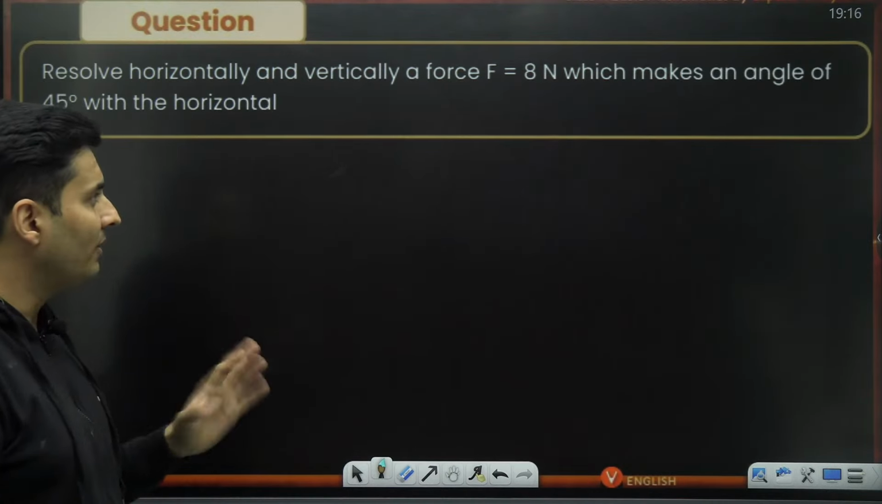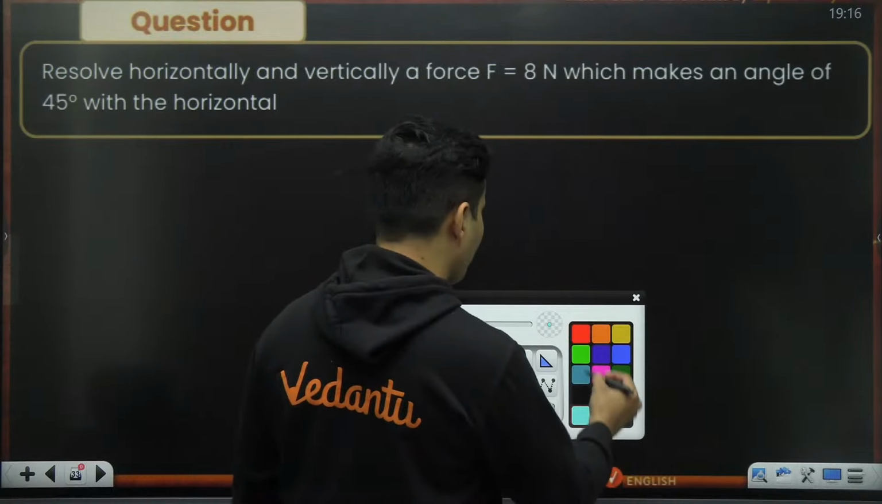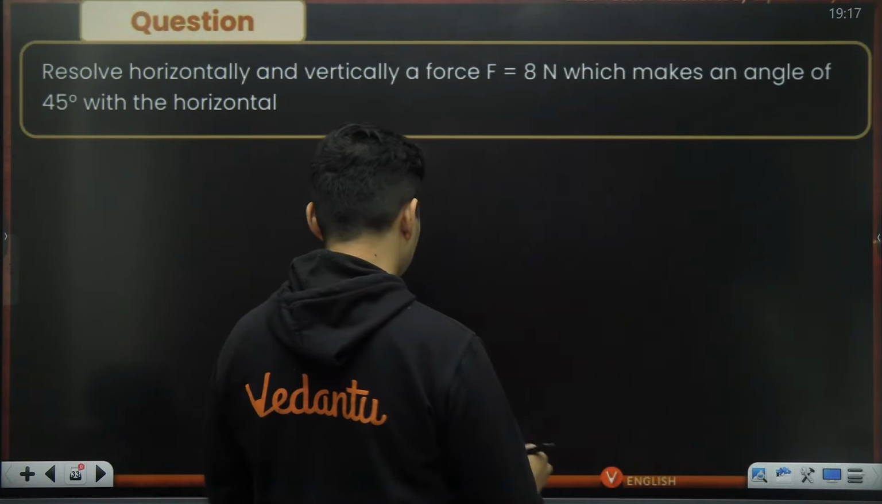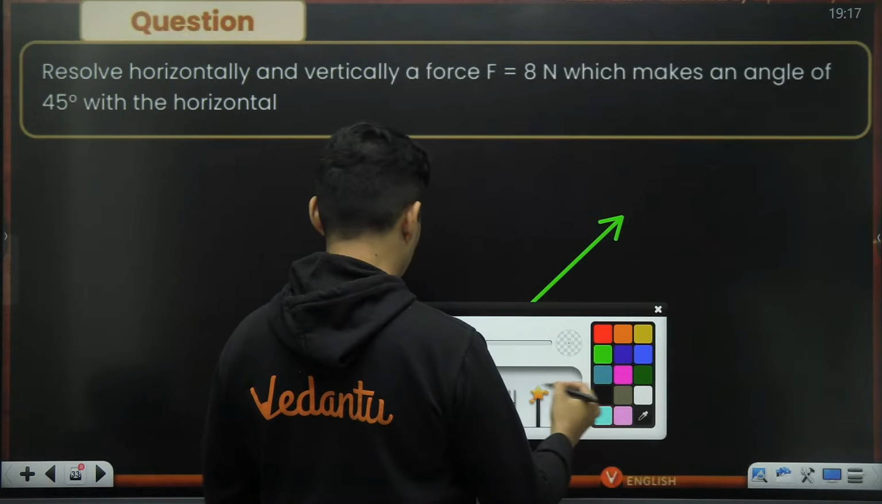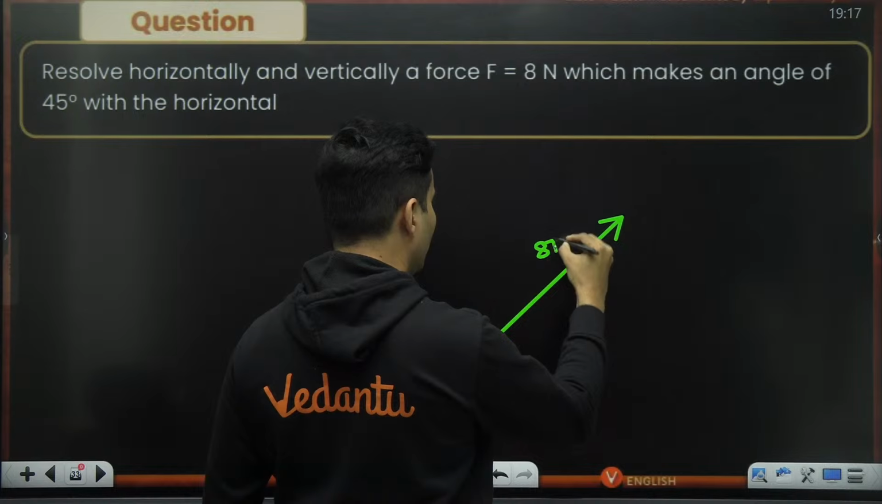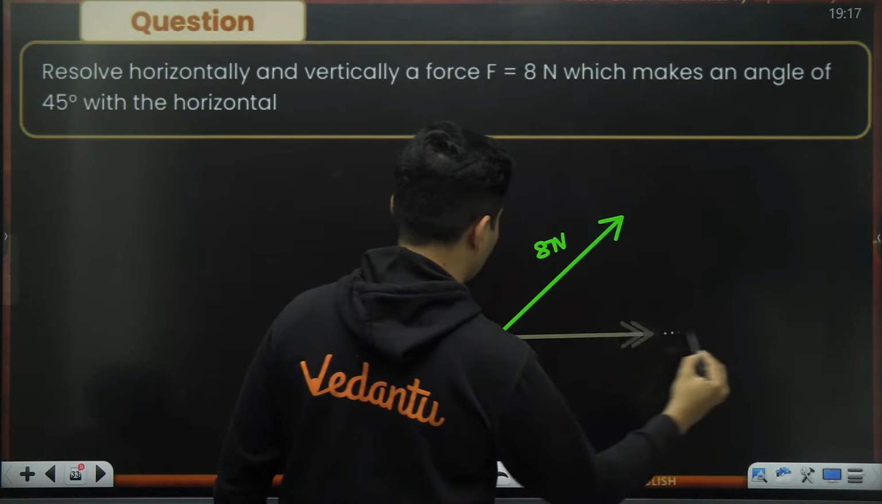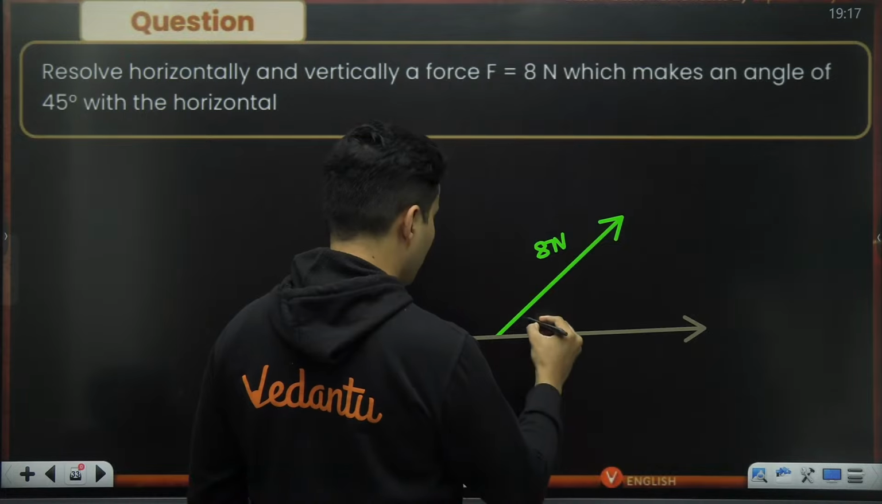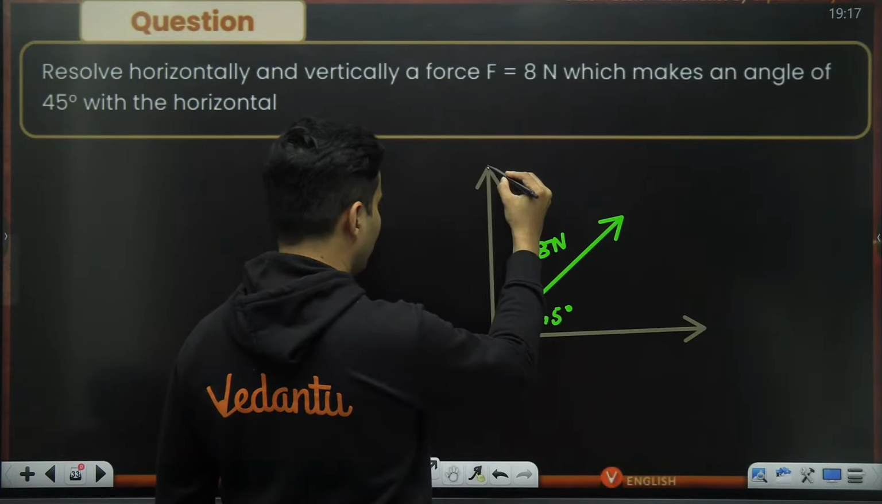Sir, let's take some questions. Resolve a force of 8 Newton which makes an angle of 45 degrees with the horizontal. So let's take a force whose value is 8 Newton. So this is basically 8 Newton and it is making 45 degrees with the horizontal. Okay, so the vertical is like this.